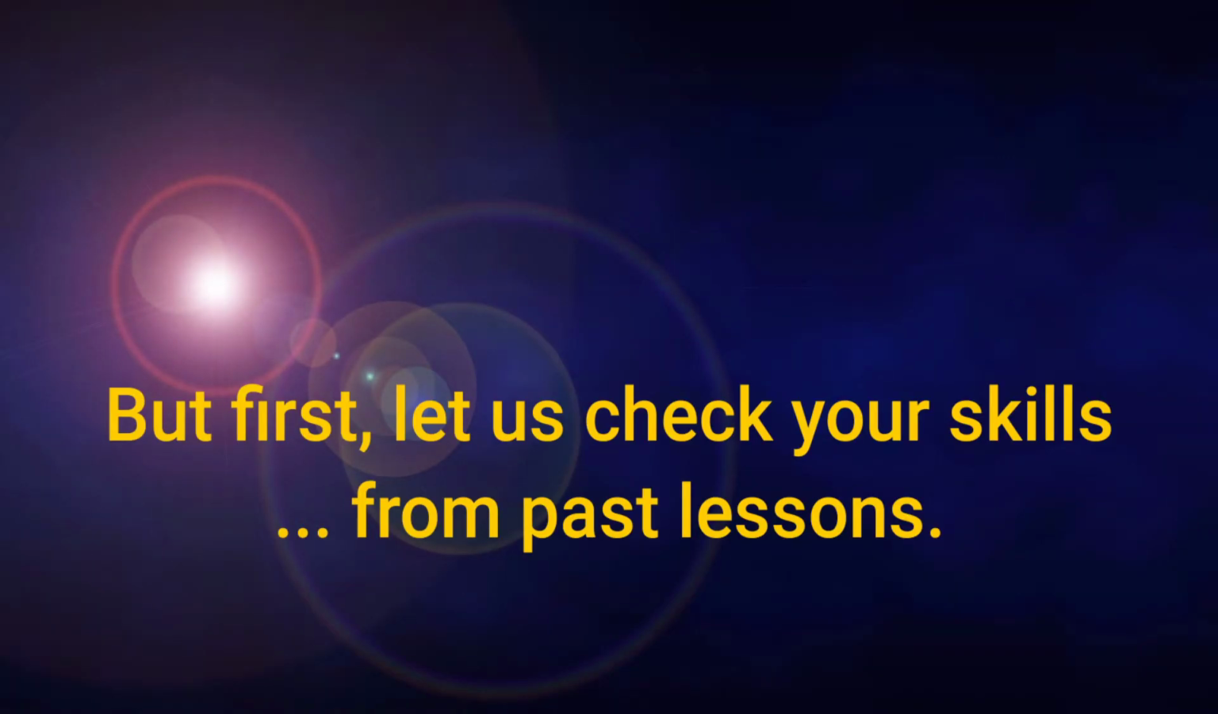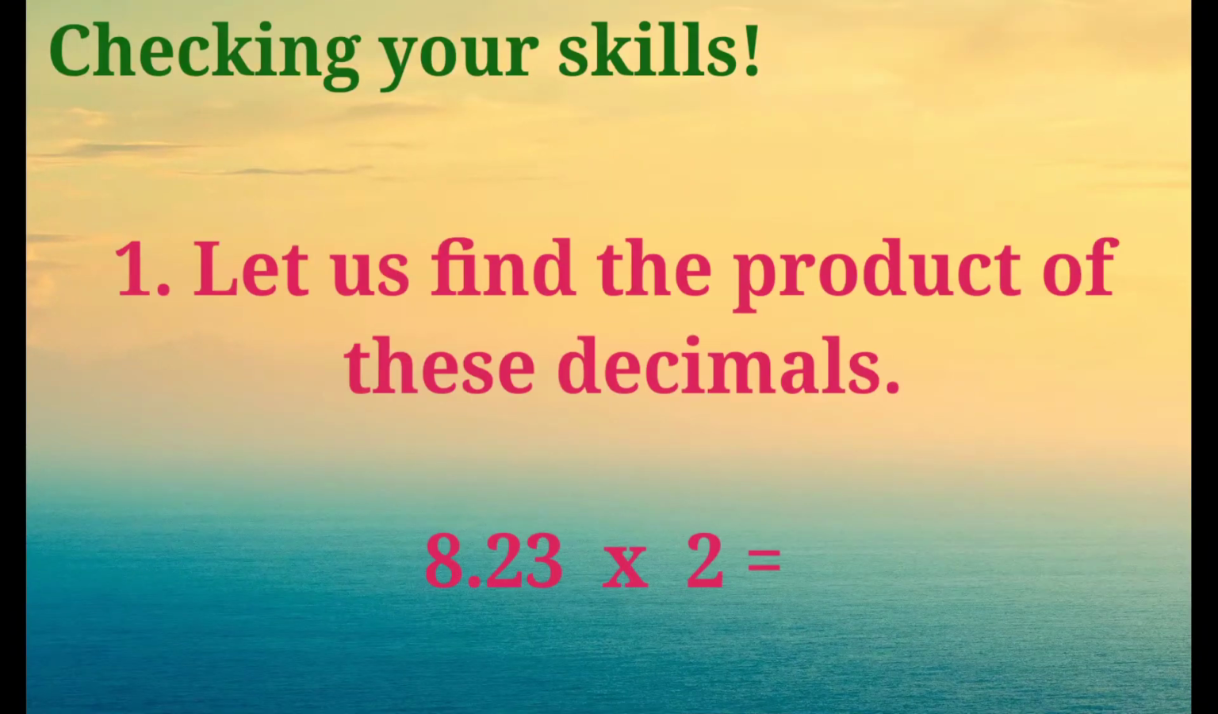But first, let us check your skills from past lessons. Number 1. Let us find the product of these decimals. 8 and 23 hundredths times 2 is equal to blank. The answer for number 1 is 16 and 46 hundredths.